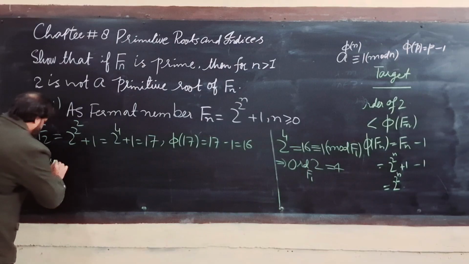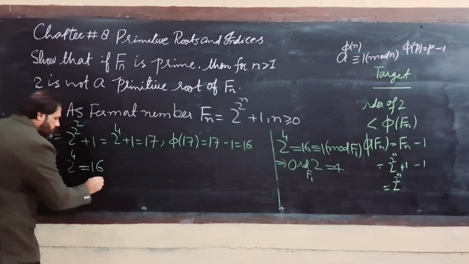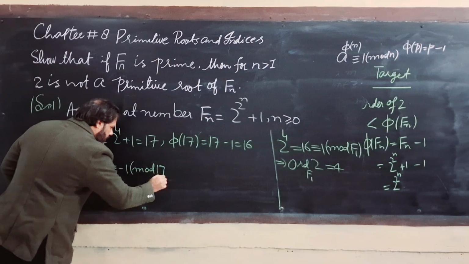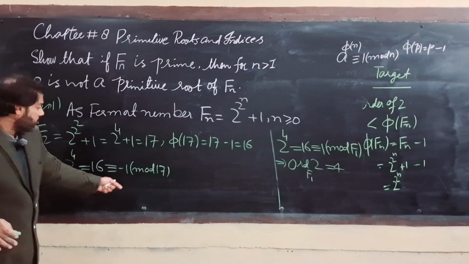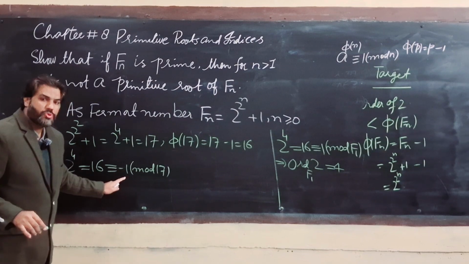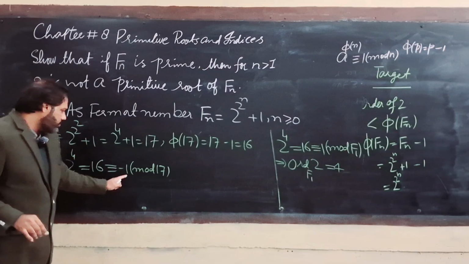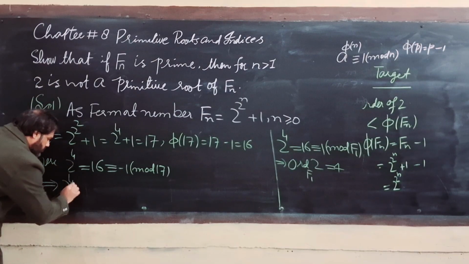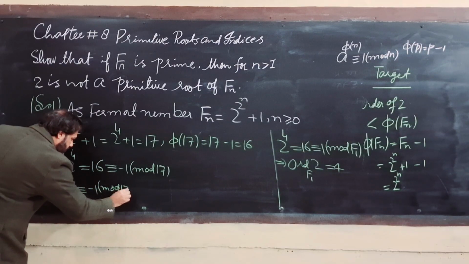Here 2 raised to power 4 is equal to 16, and this is congruent to minus 1 modulo 17. Again, you can notice that two numbers are congruent to each other if their difference is divisible by the modulus. The difference of 16 and minus 1 is 17, and this is divisible by 17. This shows that 16 is congruent to minus 1, and hence 2 raised to power 4 is congruent to minus 1 modulo 17.